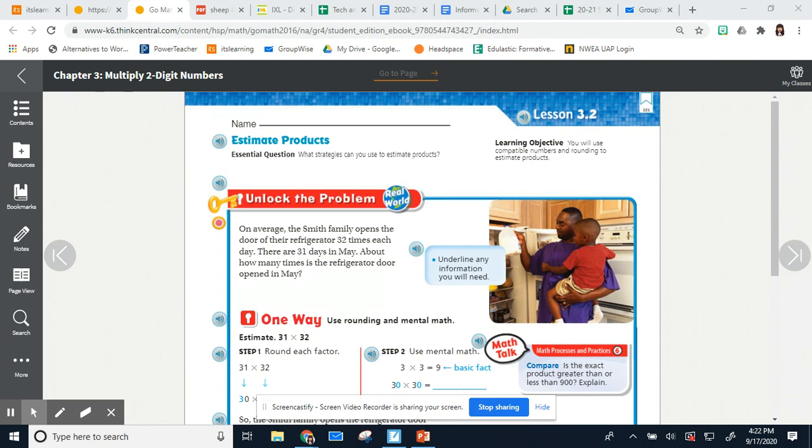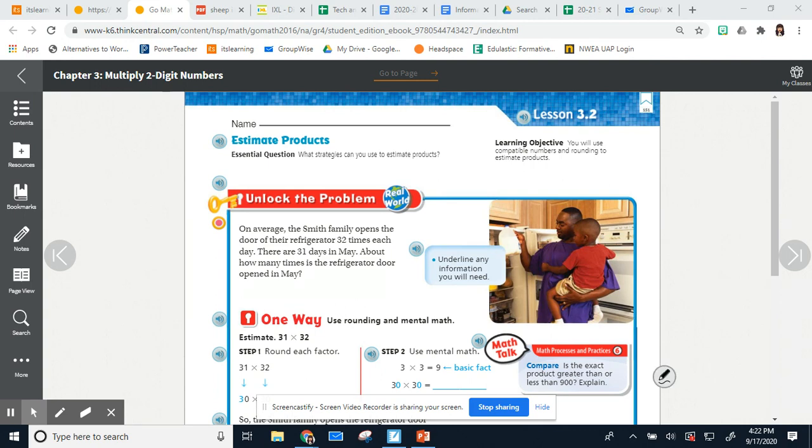Okay, so let's take a look at Unlock the Problem. Now, remember when you see the word about, that means we are looking for the estimate of a problem. So in this case, we're seeing about how many times is the refrigerator door open in May. Okay, so let's read the problem. On average, the Smith family opens the door of their refrigerator 32 times each day.